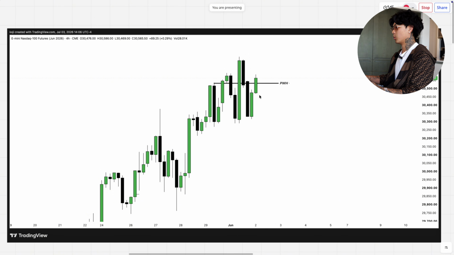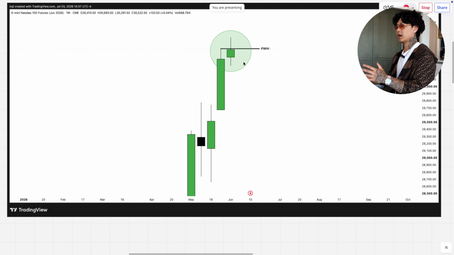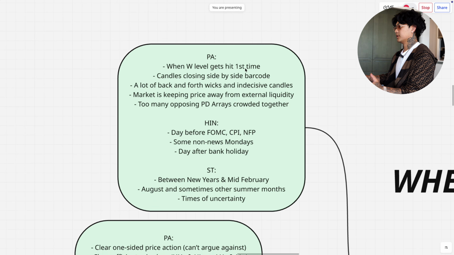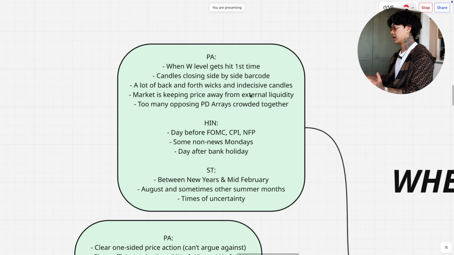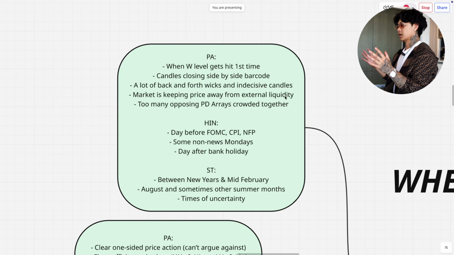So that is one time when consolidation tends to happen, whenever we touch a fresh weekly level for the first time. Other than that, just whenever you see candles closing side by side in a barcode, a lot of back and forth wicks and indecisive candles, that is another clear sign. And additionally, the market usually keeps price away from external liquidity, so you'll oftentimes notice the most extreme high and low of the range doesn't get touched.